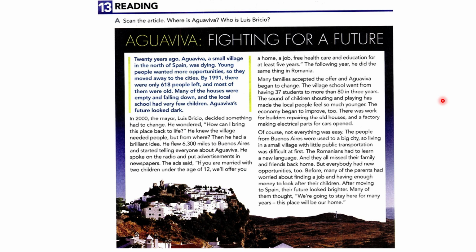Okay, very well. So 20 years ago, Agua Viva, a small village in the north of Spain, was dying. Young people wanted more opportunities, so they moved away to the cities. By 1991, there were only 618 people left, and most of them were old. Many of the houses were empty and falling down, and the local school had very few children. Agua Viva's future looked dark. Sandra, paragraph number 2.